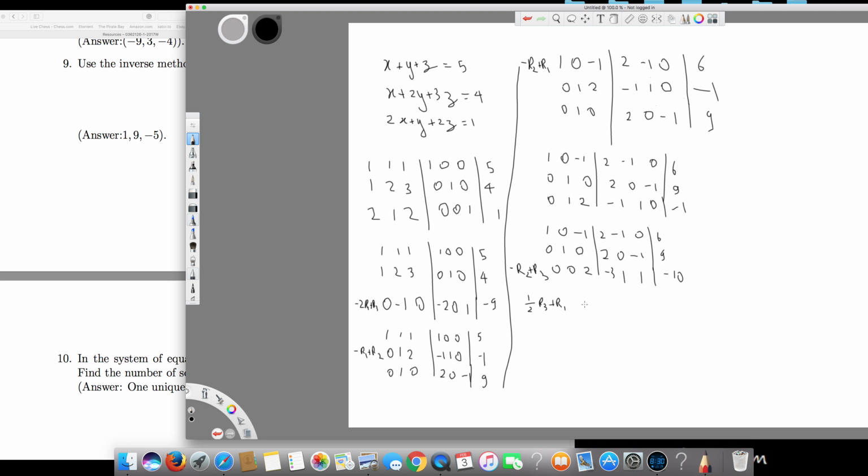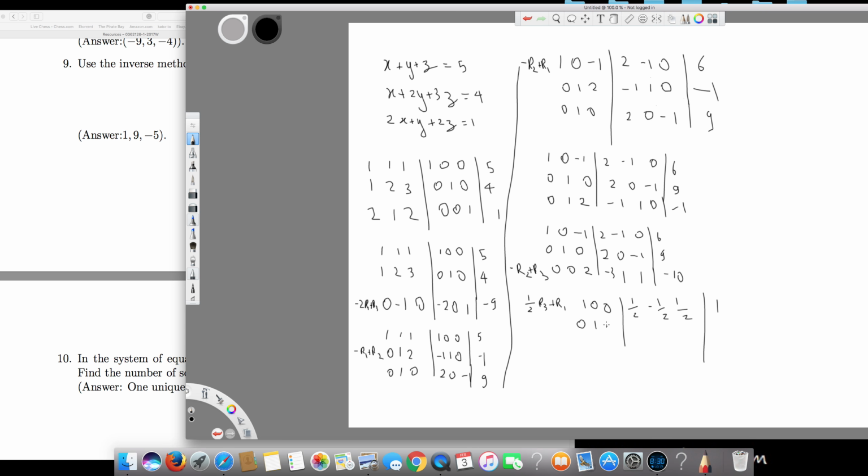R1, which is going to give me 1 0 0, half R3, minus 3 by 2 plus 2 is gonna be 1 by 2, and 1 over 2 minus 1 is gonna be minus 1 over 2, and half plus 0 is half, and half R3 is going to be minus 5 plus 6 is positive 1, and we have achieved the Gauss Jordan pattern for the first one.